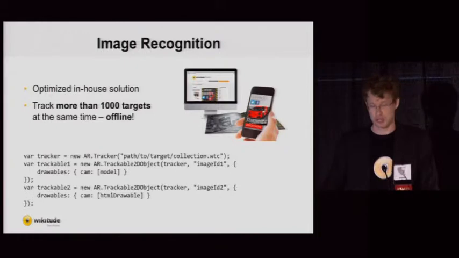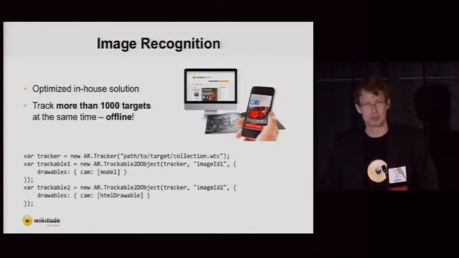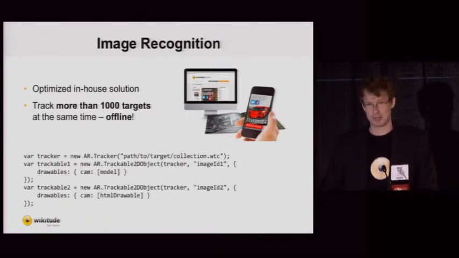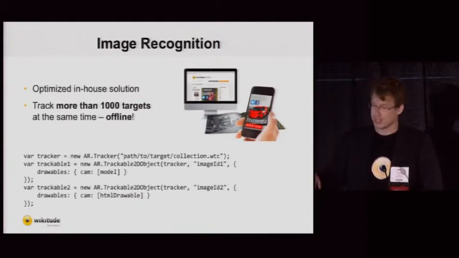What you do then is, with the JavaScript API of the Wikitude SDK, you reference the target collection that you can download from the target management tool, and then you can reference the targets that you're actually tracking with something that we call the trackable 2D object. So with these couple of lines here, you will be able to track something already. You don't have to do anything else. That's all you need to do with the Wikitude SDK.